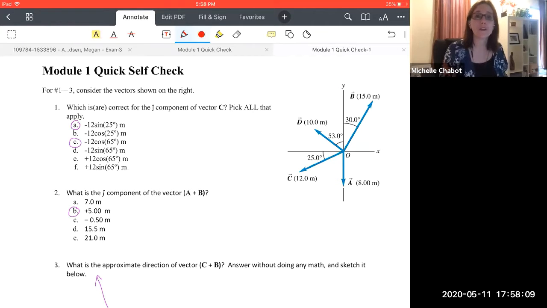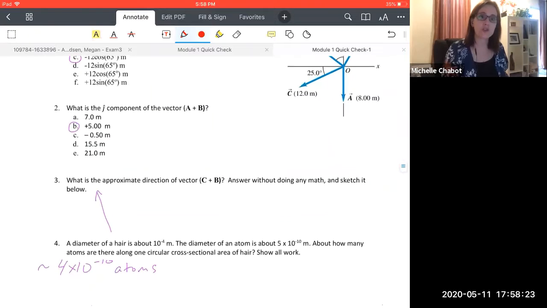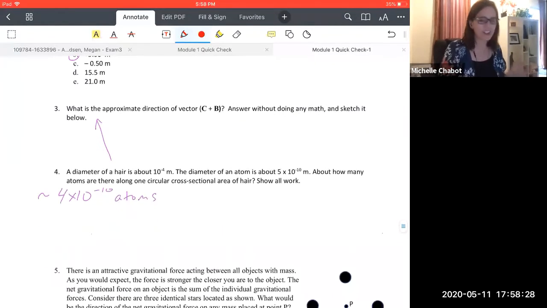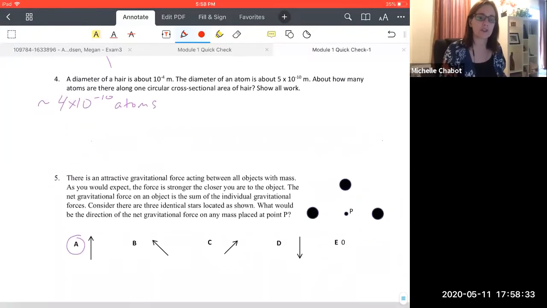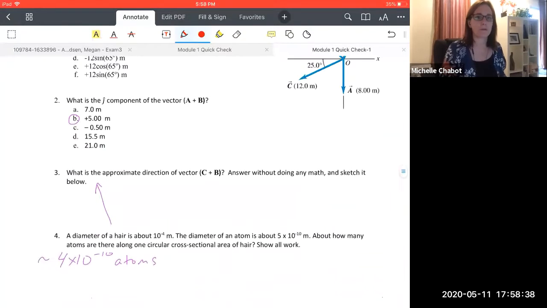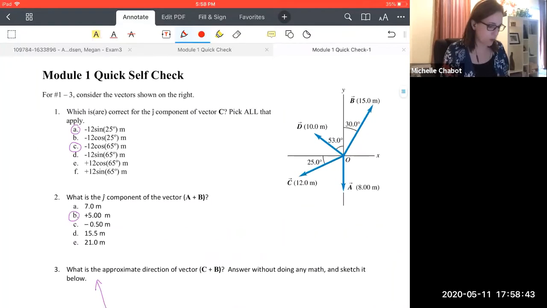Okay, so for this Module 1 quick self-check, I'm going to display the answers quickly, and then I'll come back and explain each one in order so that you can listen to whichever explanations you need. You can see the answer to number 1 is A and C, 2 is B, 3 is up and to the left, 4 is on the order of 4 times 10 to the minus 10th atoms. You might have gotten a slightly different answer, but it should be on the order of 10 to the minus 10. And then 5 is A, straight up. Okay, so let's go over these and talk about why each one is.